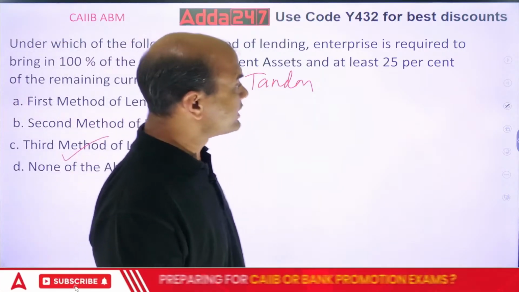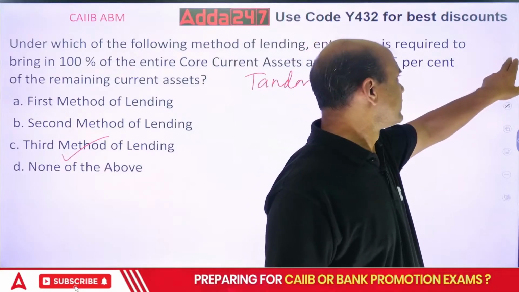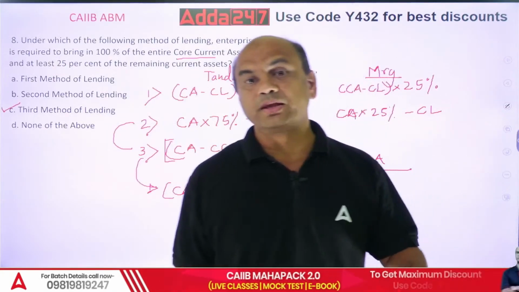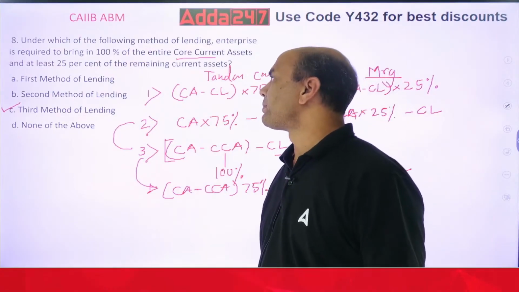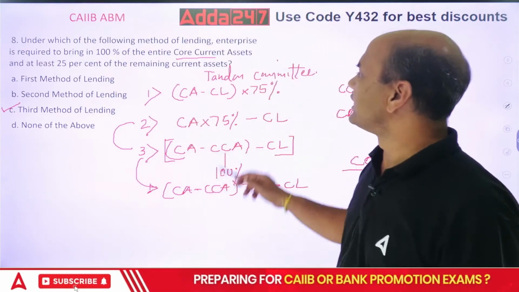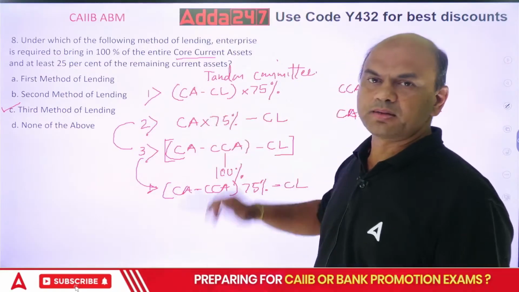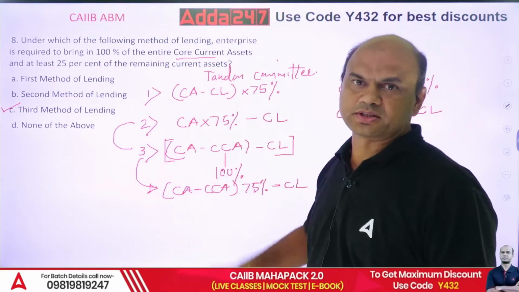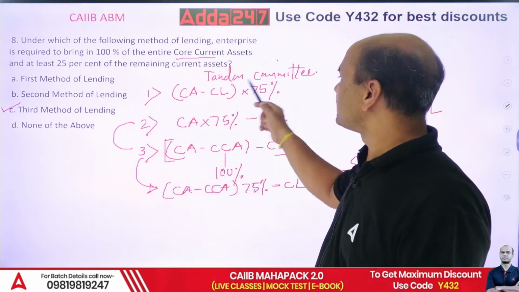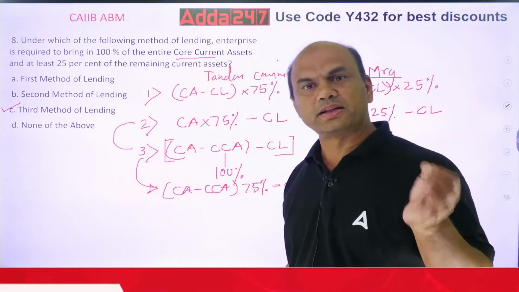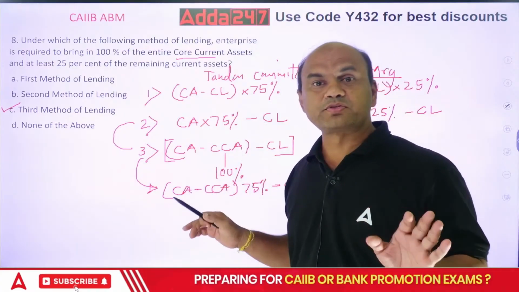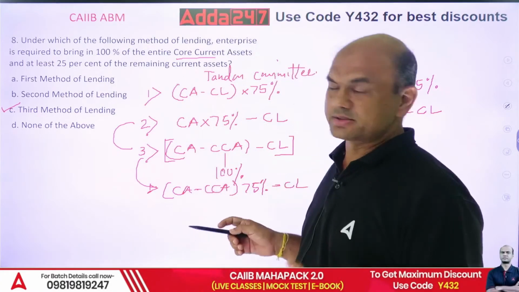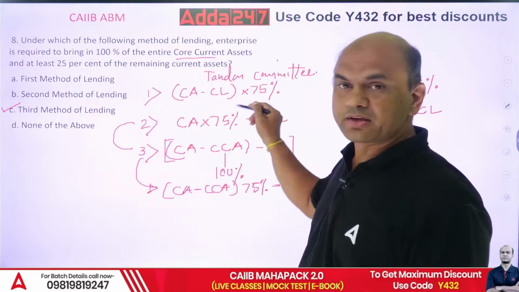Now, what are the 3 methods? You already know this. Many of you know this, but let me explain for those who don't, because many of us might have forgotten. This first method of lending is current assets minus current liabilities into 75%. This is all Tandon committee. That much will be the bank finance.